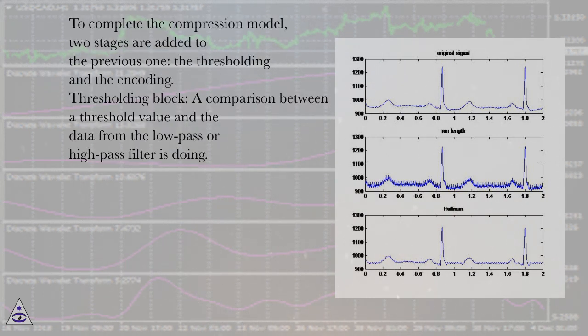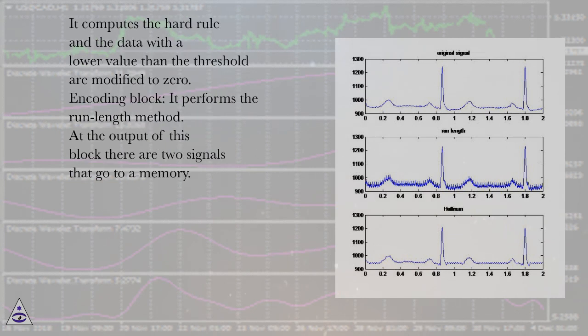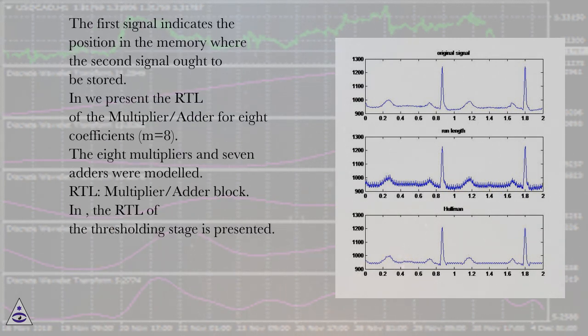To complete the compression model, 2 stages are added to the previous one, the thresholding and the encoding. Thresholding block, a comparison between a threshold value and the data from the low-pass or high-pass filter is doing. It computes the hard rule and the data with a lower value than the threshold are modified to 0. Encoding block, it performs the run length method. At the output of this block there are 2 signals that go to a memory. The first signal indicates the position in the memory where the second signal ought to be stored.